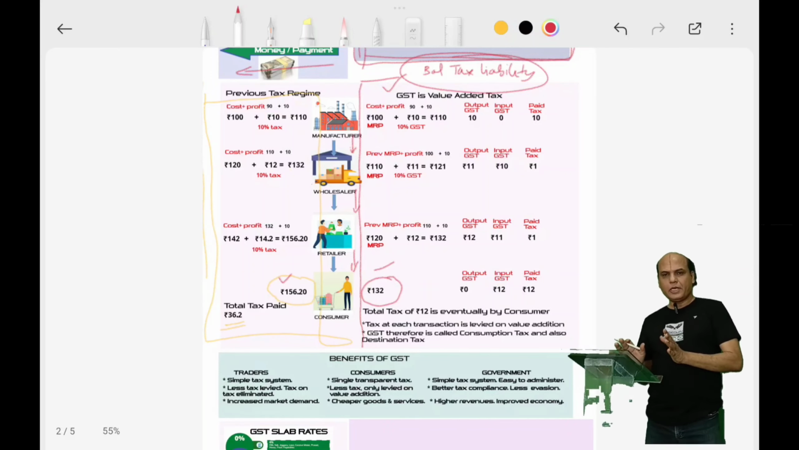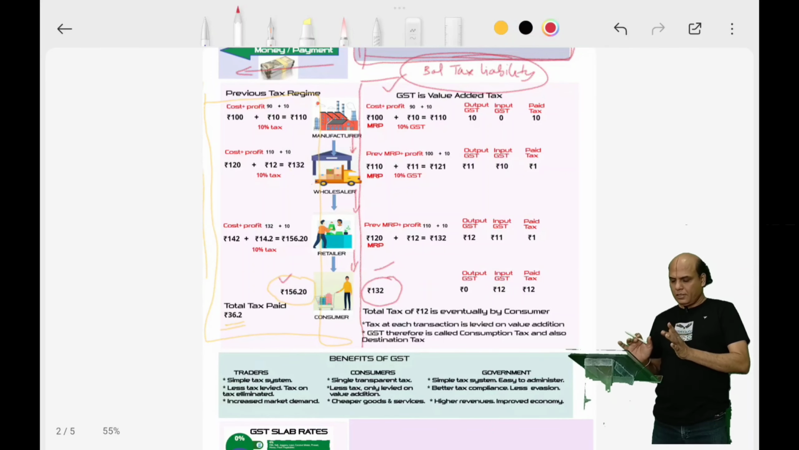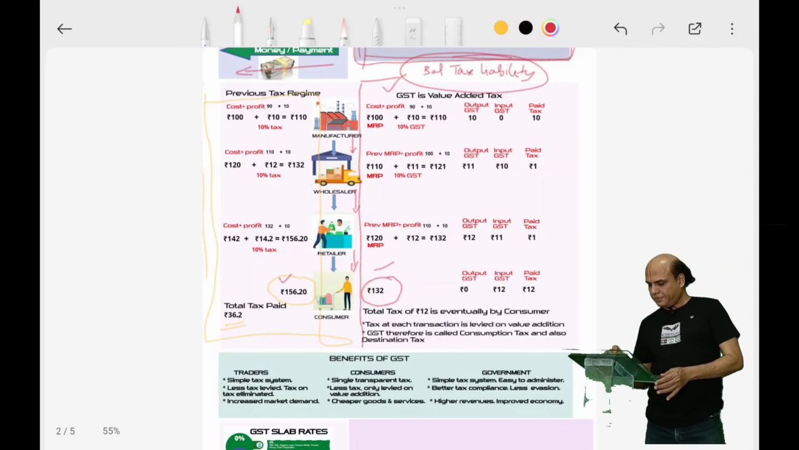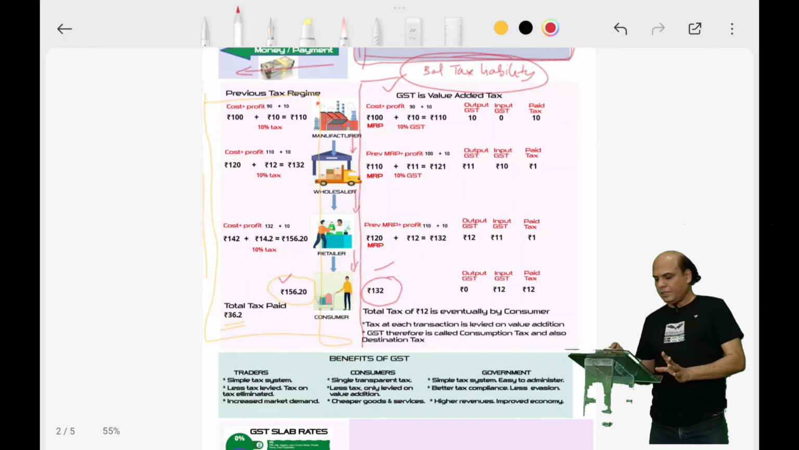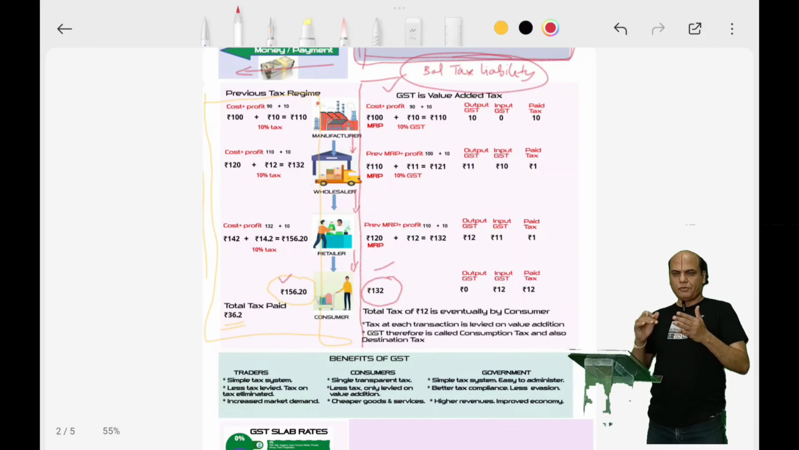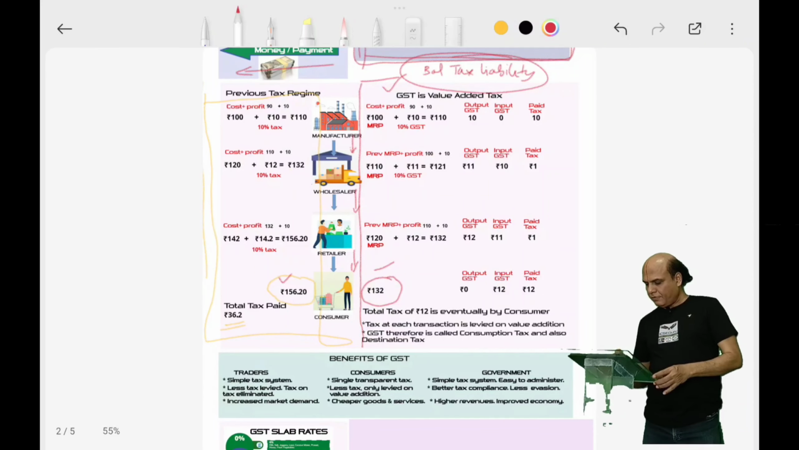So what happened to the end price of the product? It has come down. Why has it come down? If you see here, now concentrate on this output GST, input GST and the tax paid. See, if you see the flow of goods, then you can determine whether it's output GST or input GST. For the manufacturer, the goods are flowing out. So whatever tax he is paying is output GST.